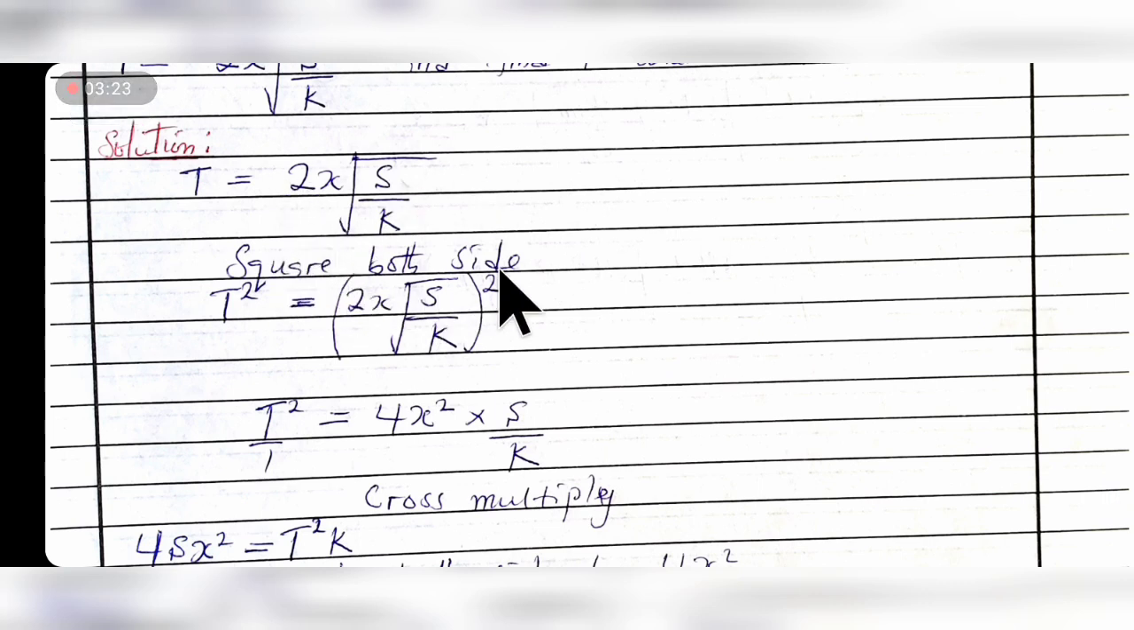So you square both sides. By the time you square both sides, t will carry a square. Then all of this right hand side will be squared. So this square will affect this 2 and s. It will become 4, since 2 squared is 4. s will take the square. Then this square will cancel this square root. So you are left with x over k, which we have here.